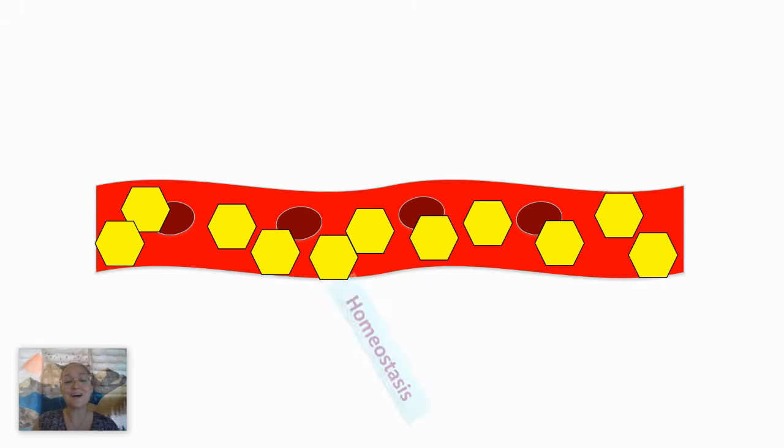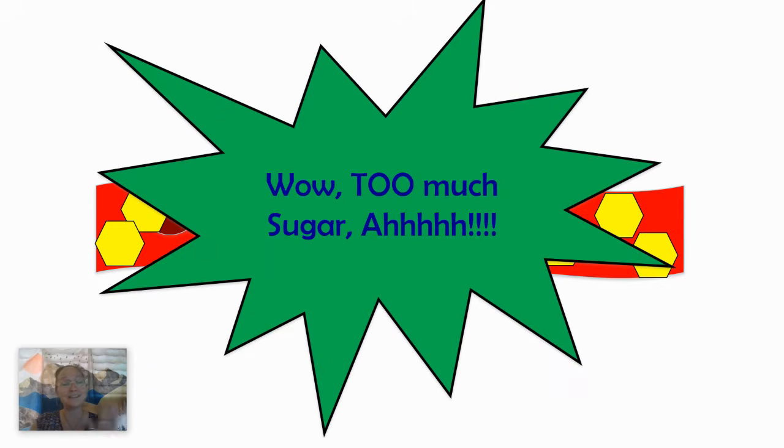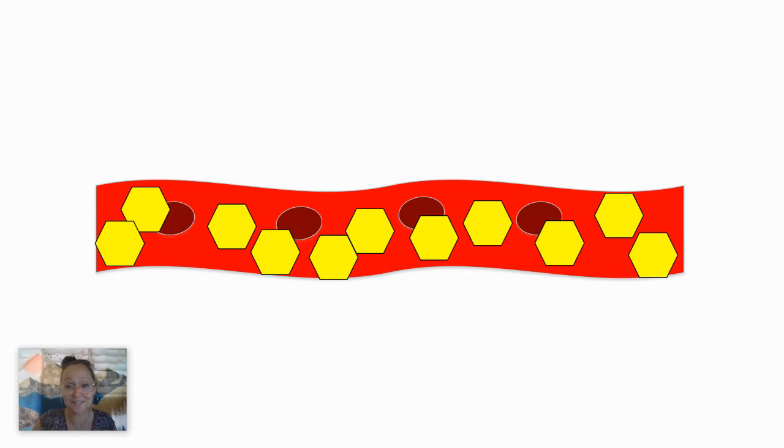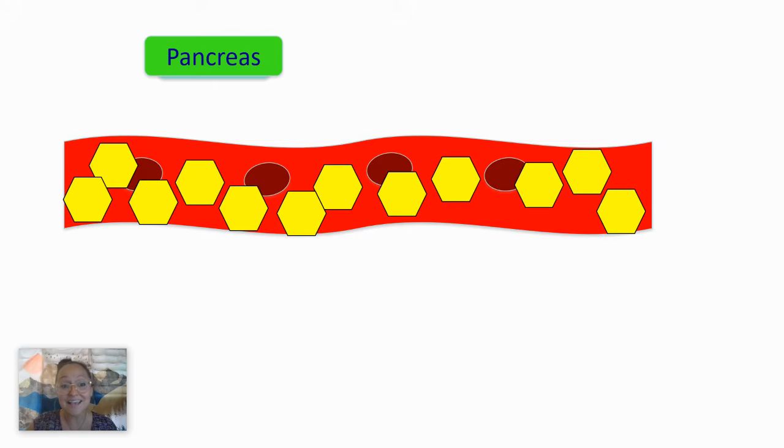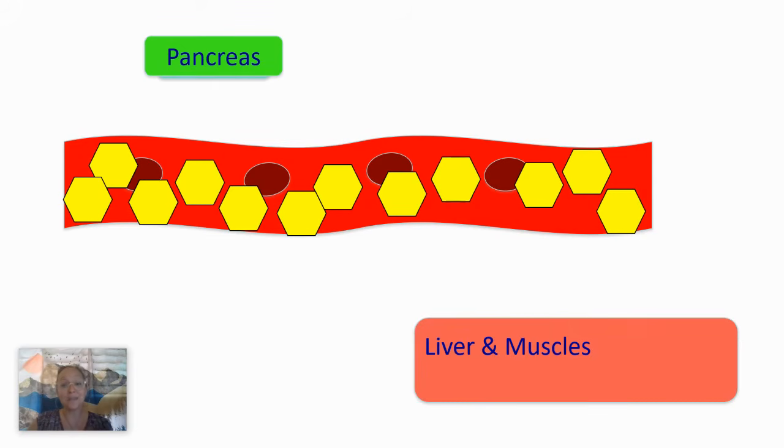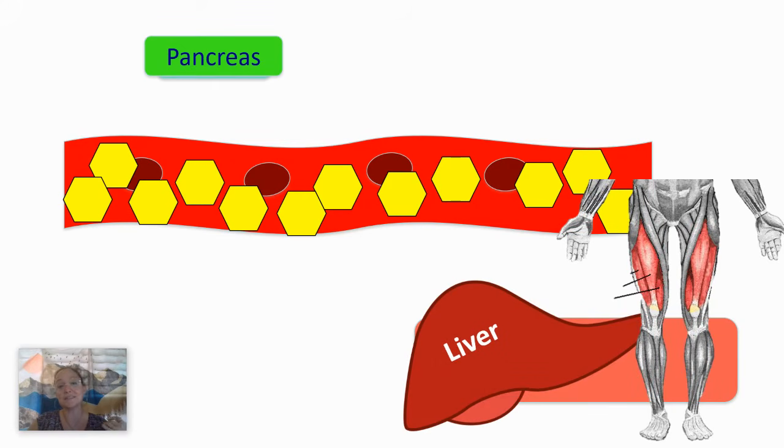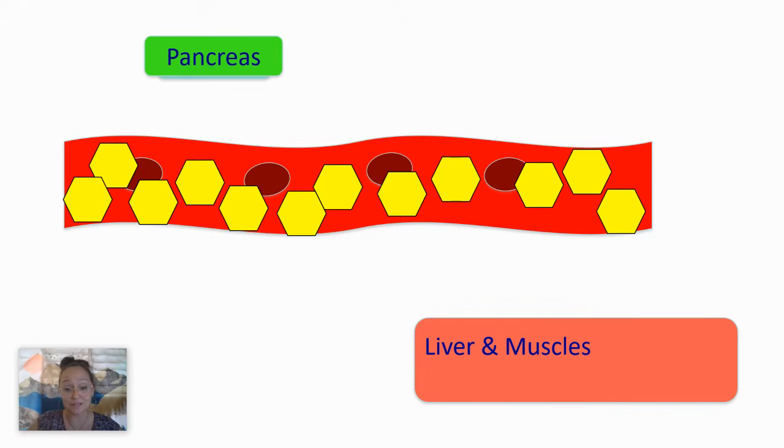Okay, so now we are out of homeostasis and our body is like, oh man, way too much sugar. So how do we do this? As our blood sugar levels rise, there are cells in our pancreas that are able to detect the high blood sugar, and the pancreas is going to release a hormone. So the cell response would be to release insulin into the bloodstream.